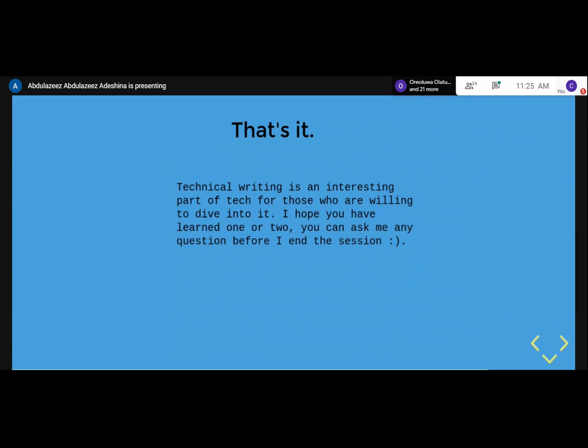Technical writing is just an interesting part of tech for those who are willing to dive into it. I personally just like writing. So instead of just sitting at home, since I can write and get paid, why not? And it usually serves as reference purposes. You may not know, but you might need your articles in the future. And some experiences are quite unique. How you solve a problem might be different from how another person solves it.